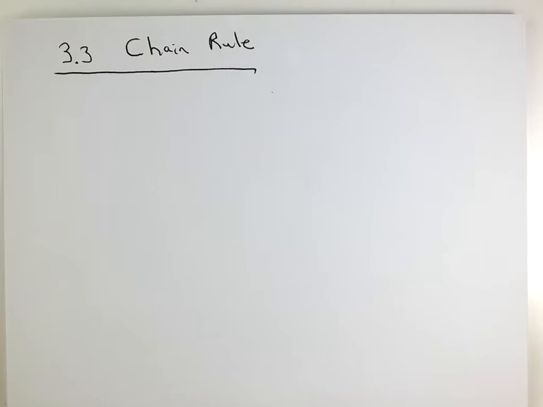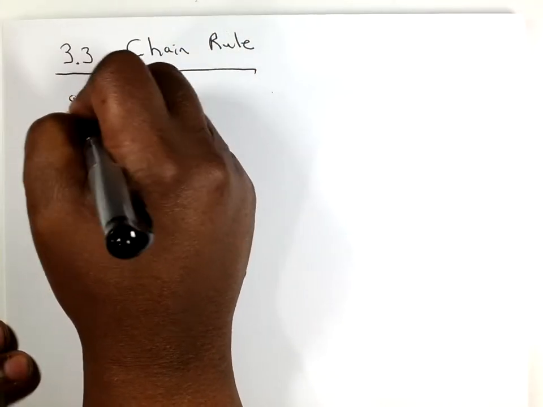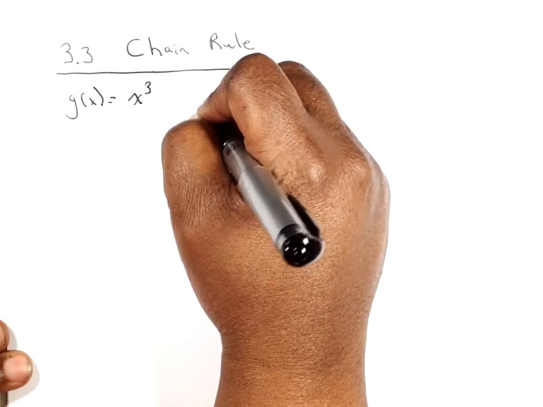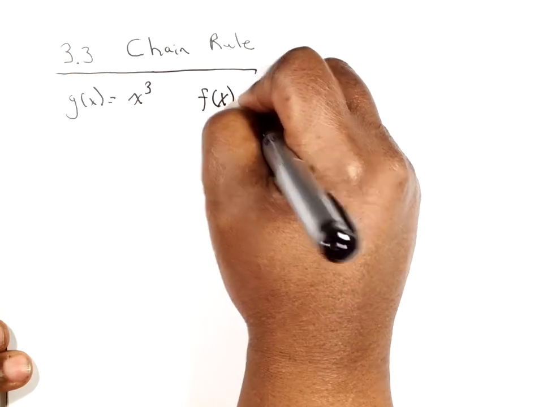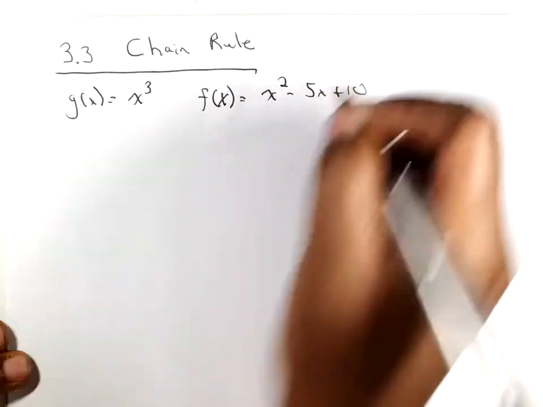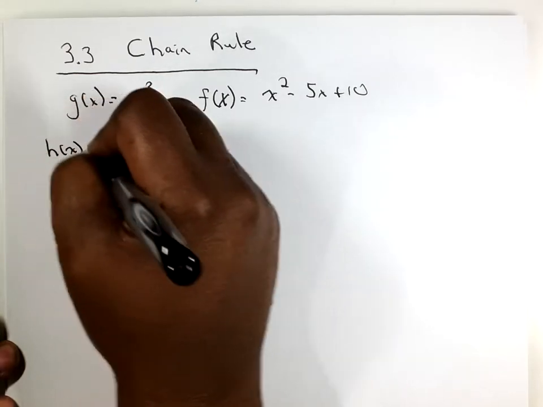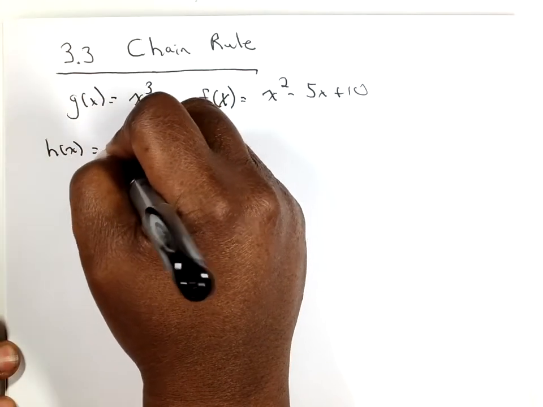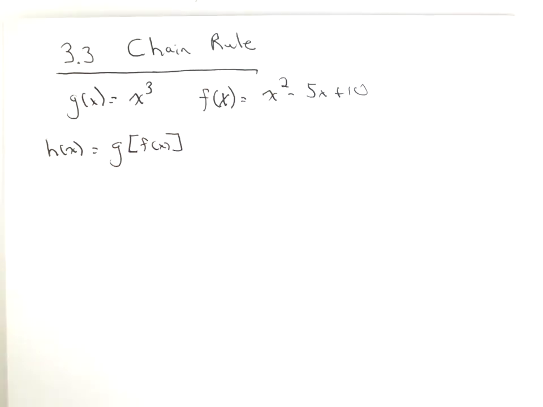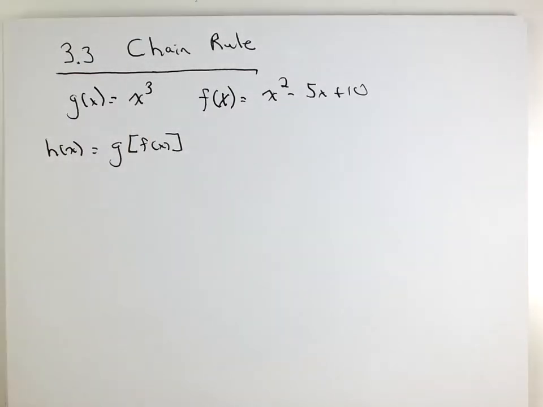So just as a little reminder of composition of functions, let's say I have the function g of x, and that function is x cubed. And then I have another function f of x, and it's x squared minus 5x plus 10. So if I want to compose these functions, I'm going to call another function h of x, and h of x is going to be g of f of x. So that means I'm taking the f of x function and plugging it into the g of x function.